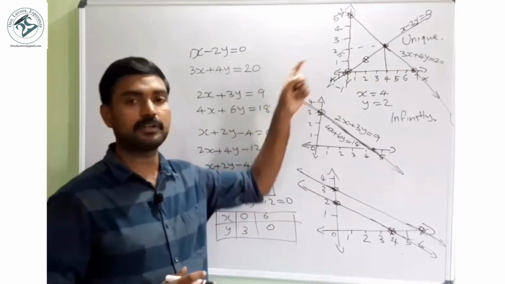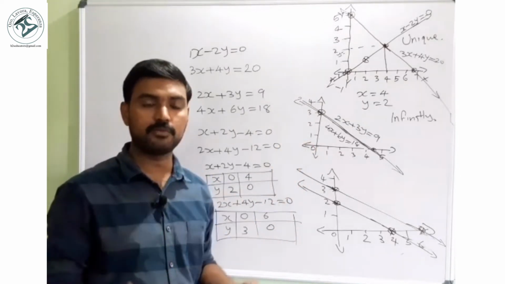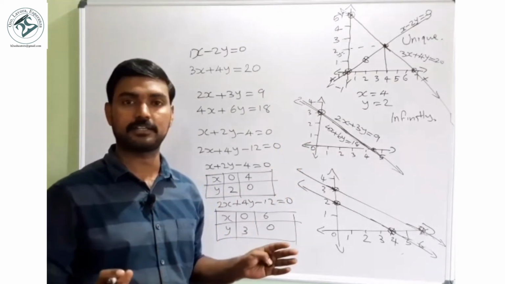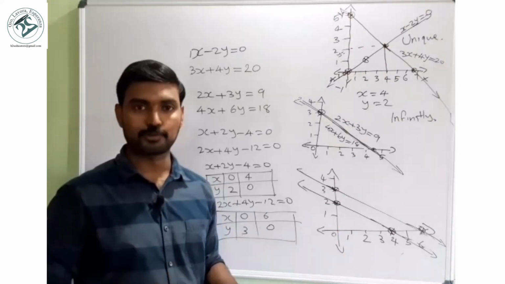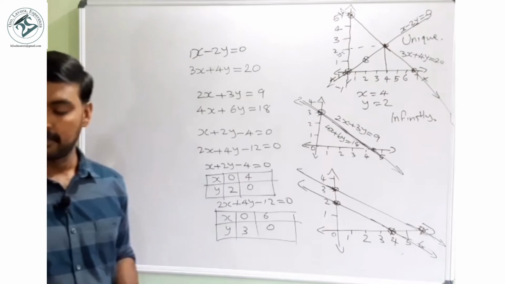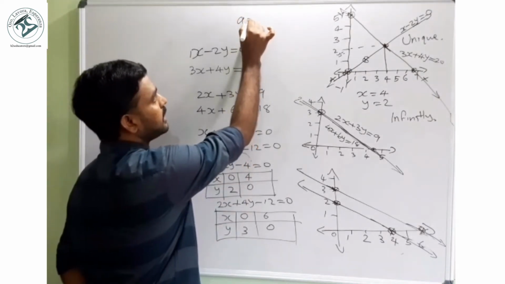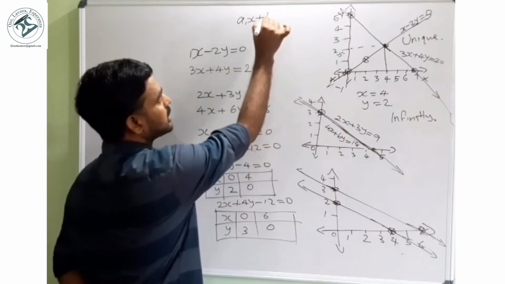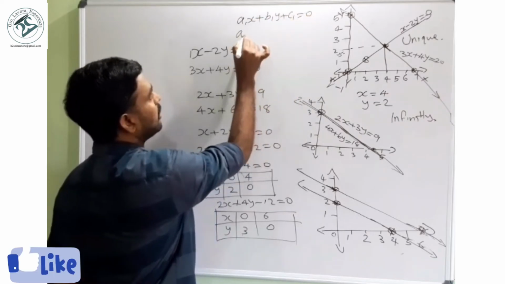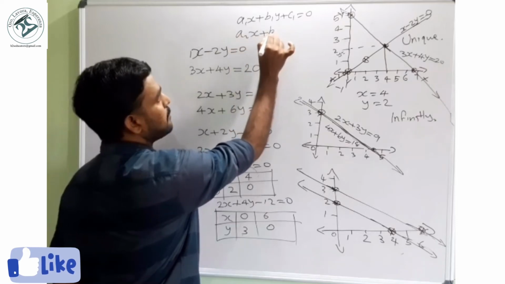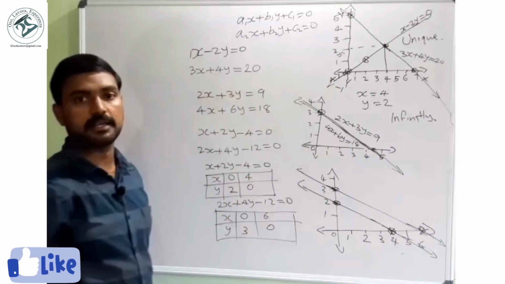In the first case you will get a unique solution. In the second case a solution is there, but there will be infinitely many solutions. So you will not get a unique, perfect solution. In the third case, no solution. So we are going to explain the relation between the standard form and this graph. a1x plus b1y plus c1 is equal to 0. a2x plus b2y plus c2 is equal to 0. This is the standard form.